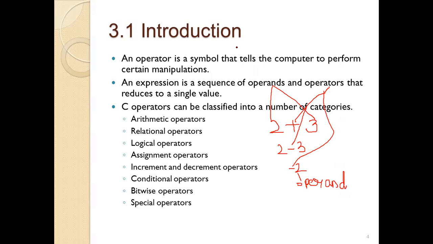So now C provides different types of operators. What are the different types of operators? Let's list them out: arithmetic operators, relational operators, logical operators, assignment operators, increment and decrement operators, conditional operators, bitwise operators, and special operators. Now let's begin with the first type of operator, that is the arithmetic operator.